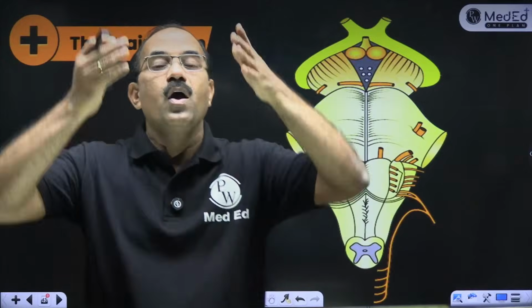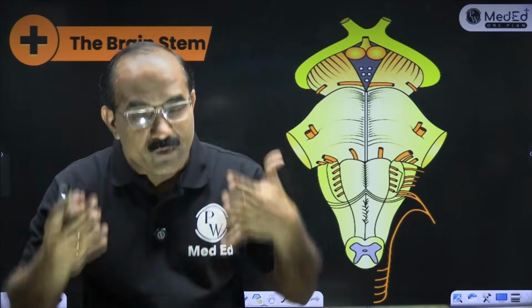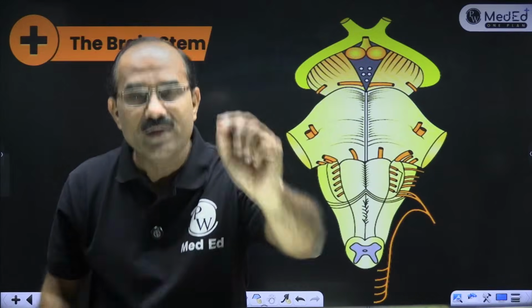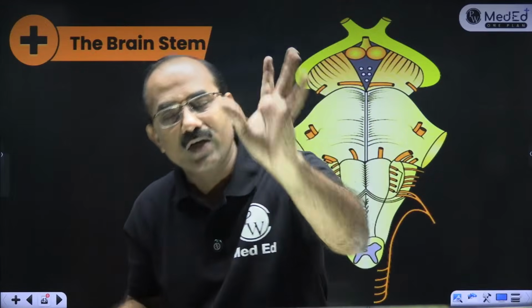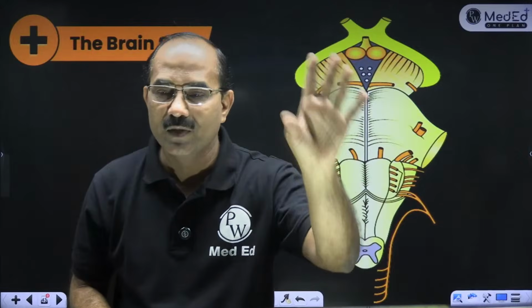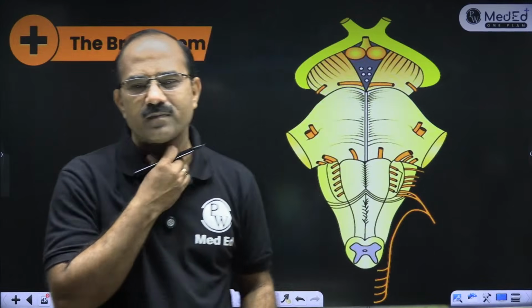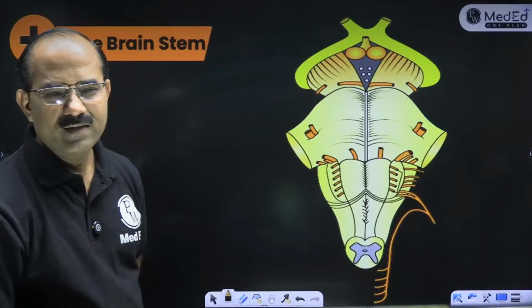Children, remember, all the cranial nerves come out from the ventral aspect of the brainstem except the trochlear nerve, which comes from the dorsal aspect. The only cranial nerve which comes from the dorsal aspect is the trochlear nerve. All the other cranial nerves emerge from the ventral aspect of the brainstem. Fine? Yes, that's not the answer.